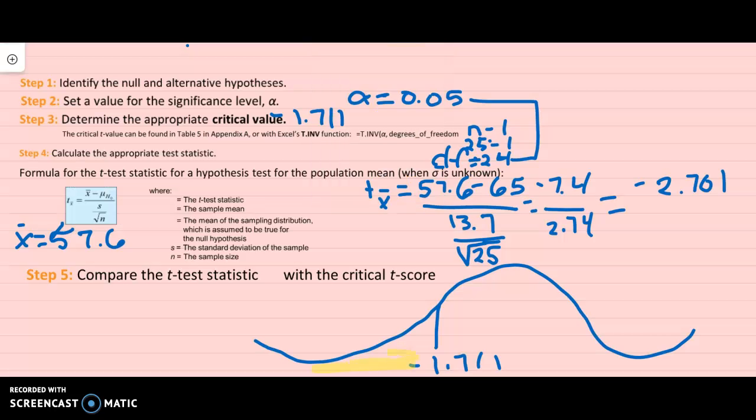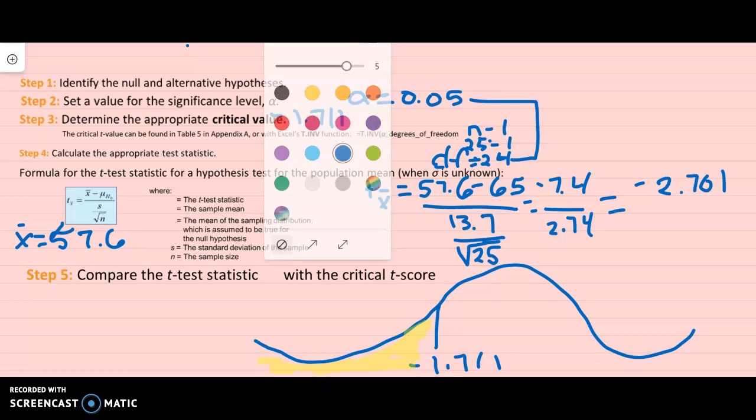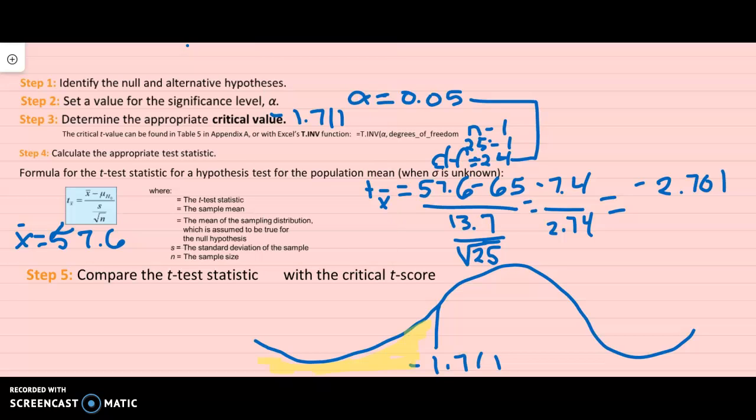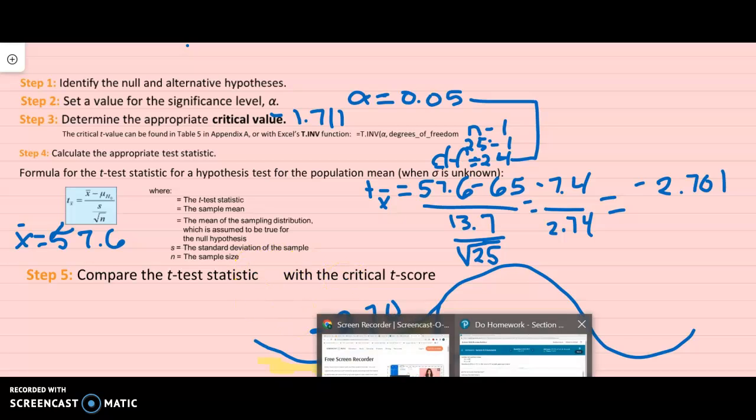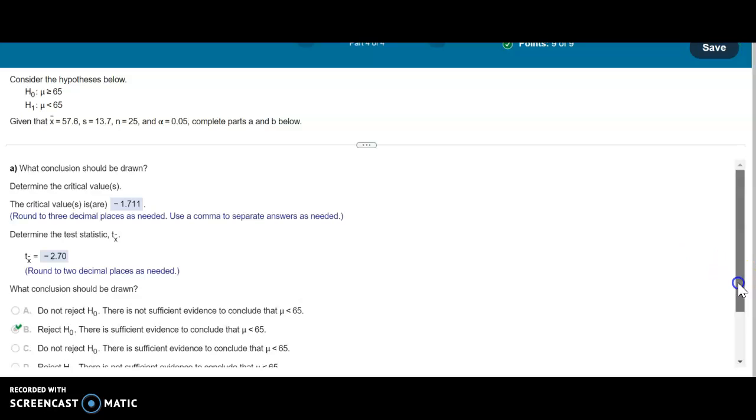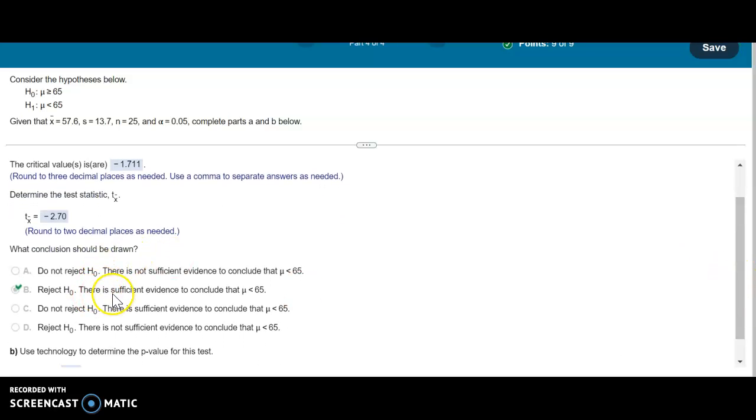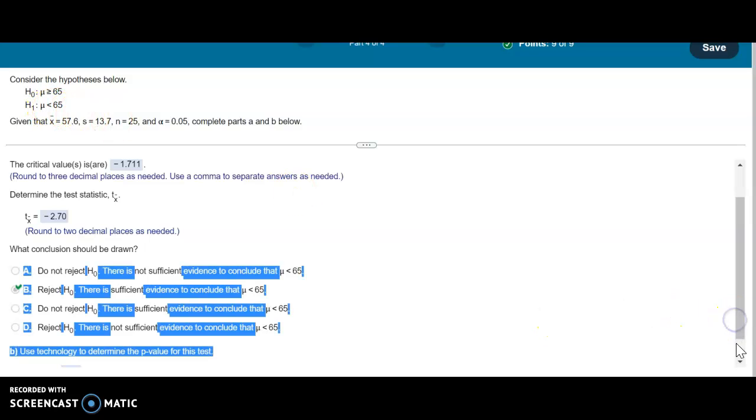So whatever your alternative is, that's your rejection area. All right, so our test statistic, what we're testing, is negative 2.701, which is going to be in this rejection area. So we are going to reject the null. There is sufficient evidence to conclude that there's support for the alternative, which is the mean is less than 65.